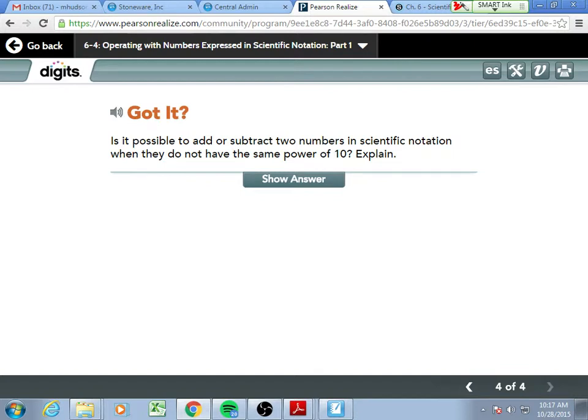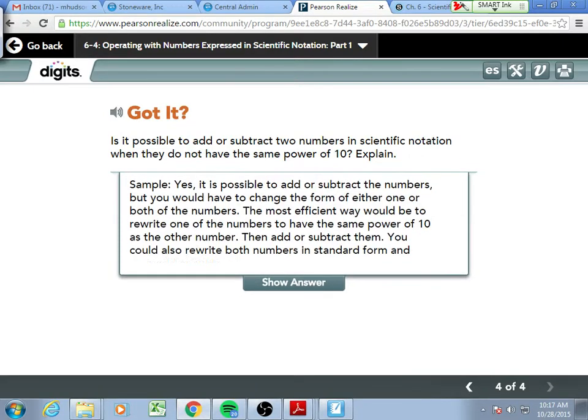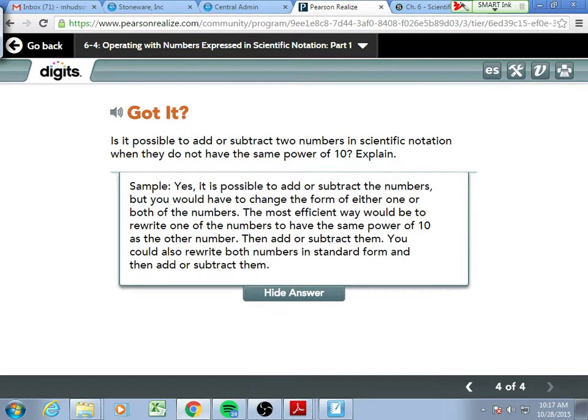So the powers don't get added, they stay the same only because they started the same. Can't you make them the same? So the answer they're going for is it's possible, but we have to change it back into either standard form or change it to have the same power first. There's no easy way to do it when the powers are different. So you'd either change them to make the powers the same, or you just put them in standard form.